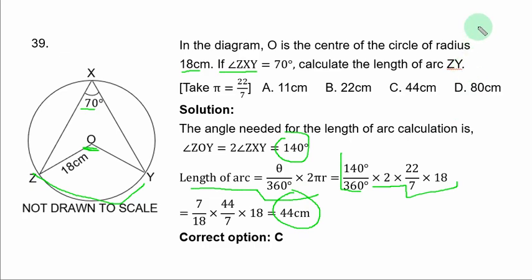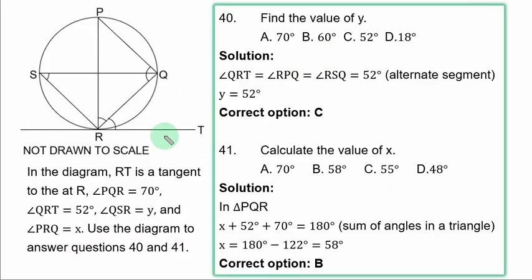C is the correct option. In the diagram, PT is a tangent to the circle at P. Angle PQR is 70 degrees. Angle QPT is 52 degrees. Angle QSR is Y, and angle PRQ is equal to S.